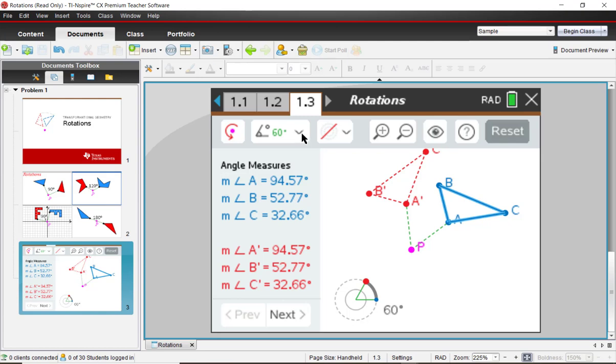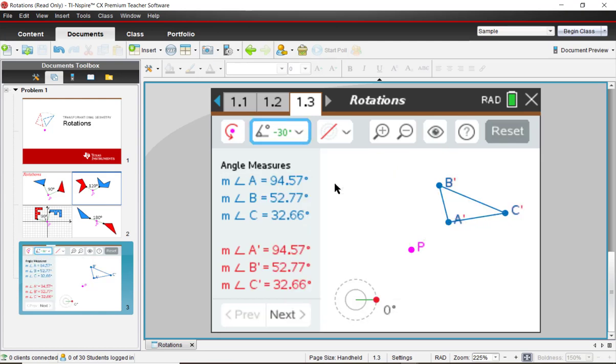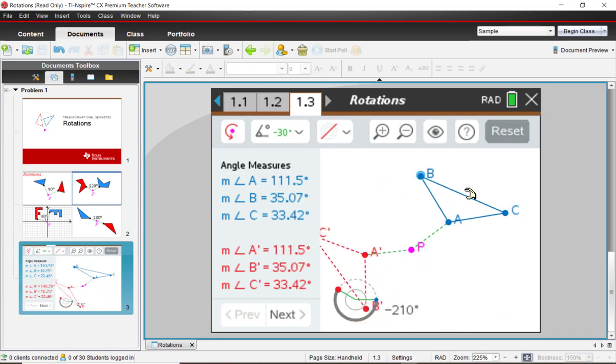And how about a negative angle, like maybe negative 30 degrees? And rotate, and rotate, and rotate. And play, investigate, explore, discover. All right, so you should be making some conjectures about the angles here.